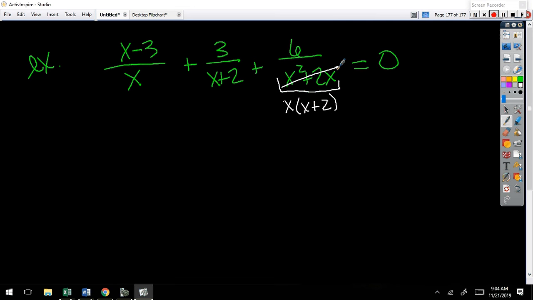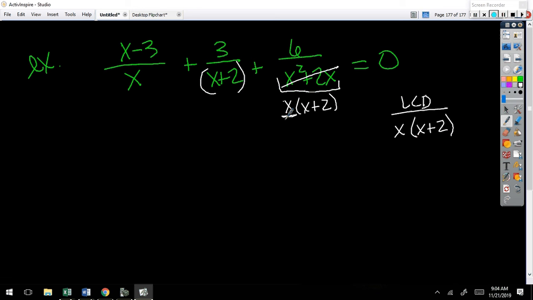What I tell students who struggle with writing LCDs is, start with your first one and write it, x. Go to your next one. We're looking at factors, whole chunks multiplied together. This has got an x plus 2. Do I already have an x plus 2 in the LCD? No, so I need to add it.